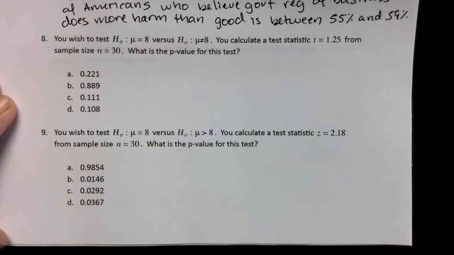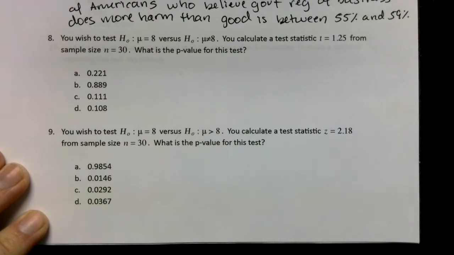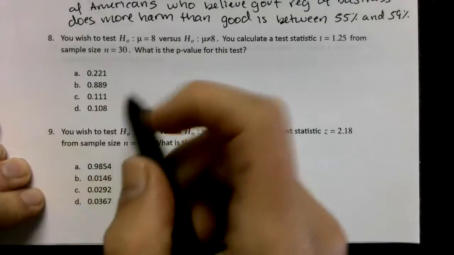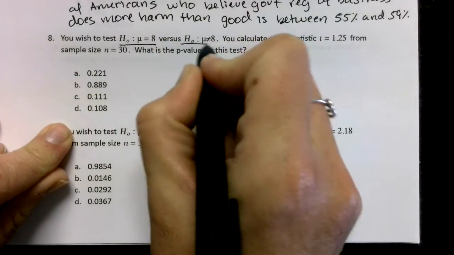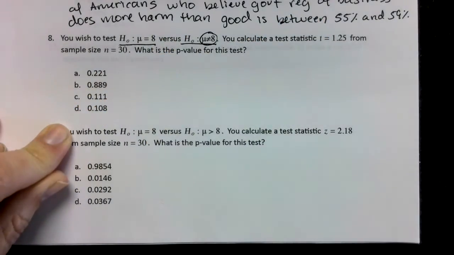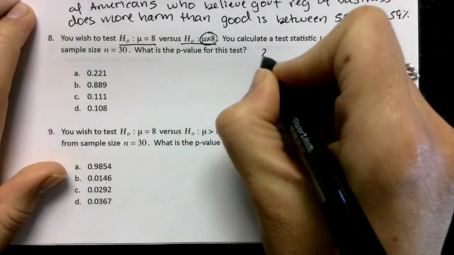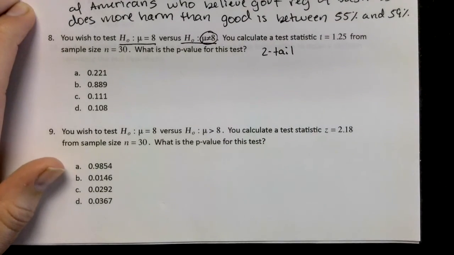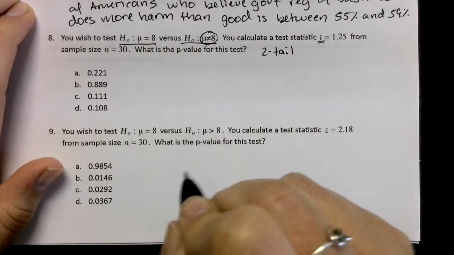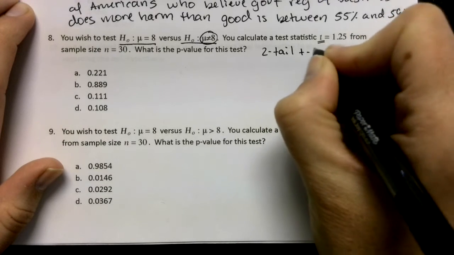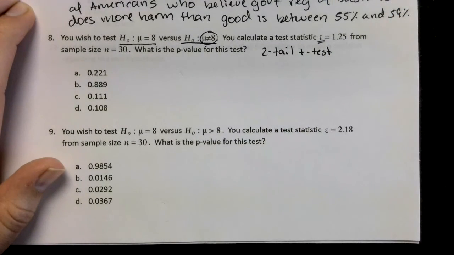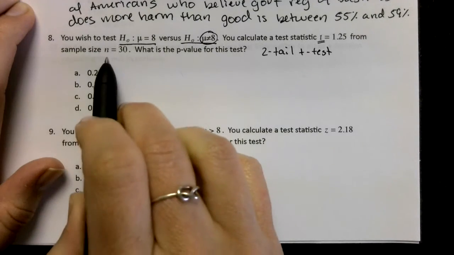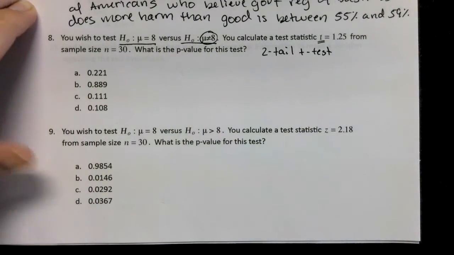Okay, questions 8 and 9. Now, these are ones that you will probably want to have your formula sheet for. Let me grab mine real quick. Okay, so on this one, it gives us our null and alternative. So what you're looking for here is, because this is not equal, this is going to be a two-tail test. It says you calculate a test statistic, and because it says t, this is specifically a two-tail t-test. So we've got a test statistic, we got a sample size, we want to know what is the p-value.